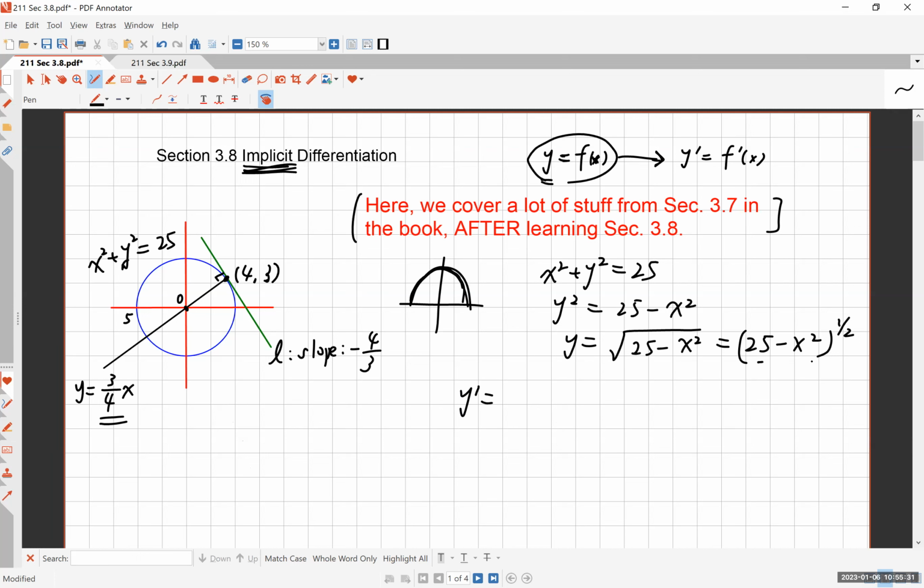You know how to take the derivative of a function like this. What kind of a function is this? It's not a quotient, it's not a product, but it is a composition. The inside function is 25 minus x squared, and the outside function is the square root function. So the derivative is going to be 1/2 times the blob, the inside function, raised to the power that's 1 less than 1/2, which is negative 1/2.